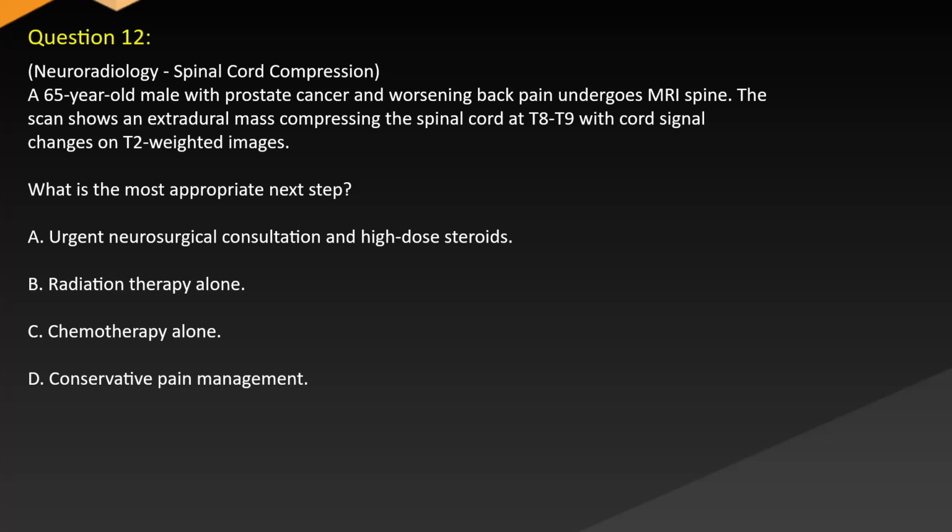Question 12. Neuroradiology. Spinal cord compression. A 65-year-old male with prostate cancer and worsening back pain undergoes MRI spine. The scan shows an extradural mass compressing the spinal cord with cord signal changes on T2-weighted images. What is the most appropriate next step?